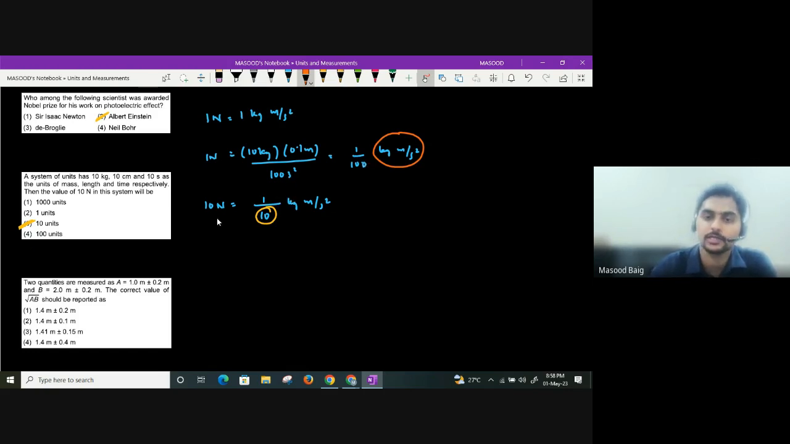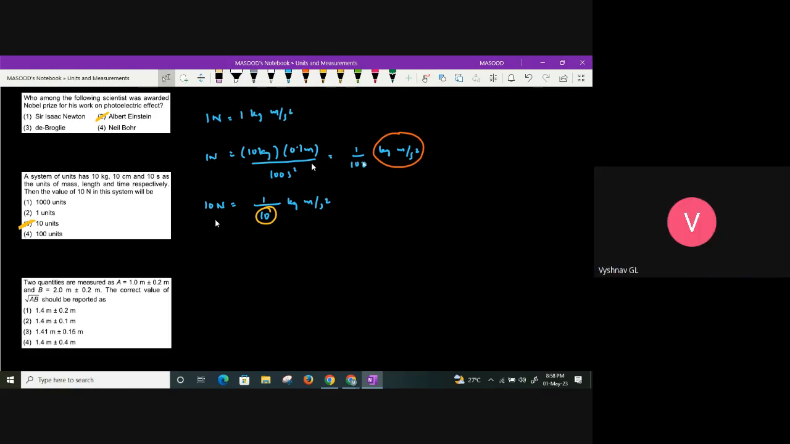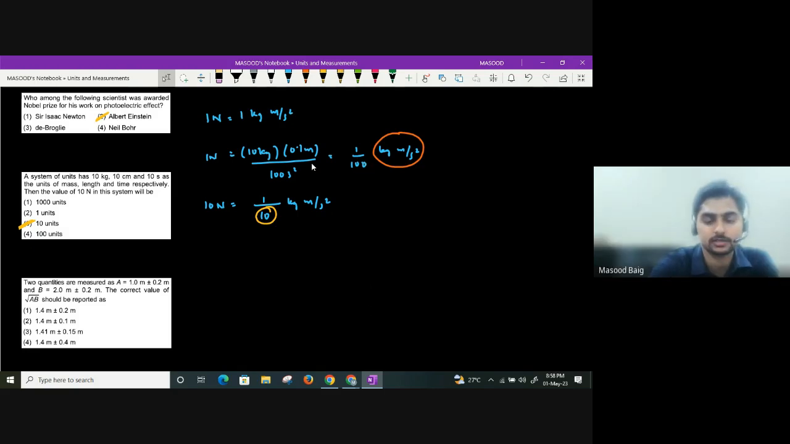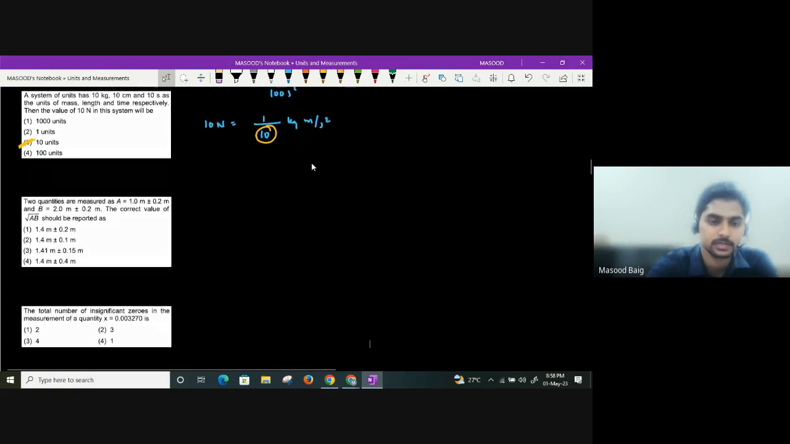Okay. So what will be 10 Newton they are asking? So that would be 10 units again. Clear? Yes, sir. Just remember, n into u will remain constant. Numerical value into unit will remain constant. Let's see next case.